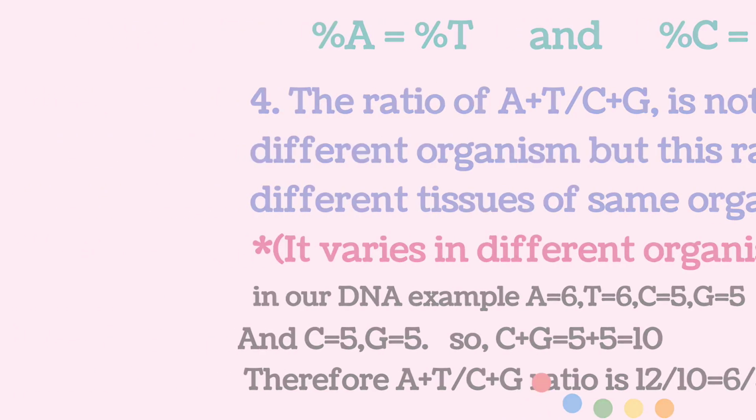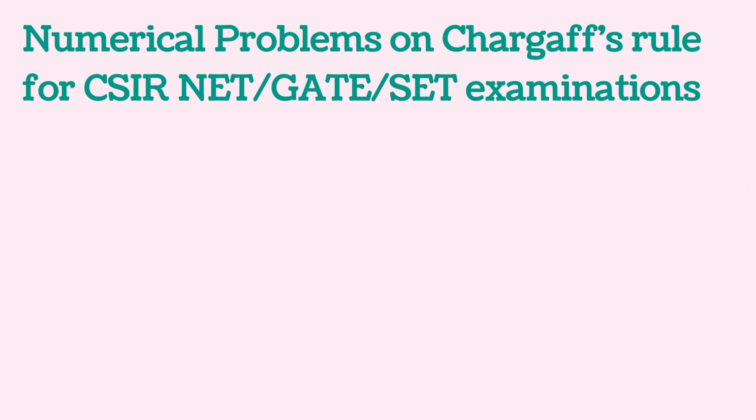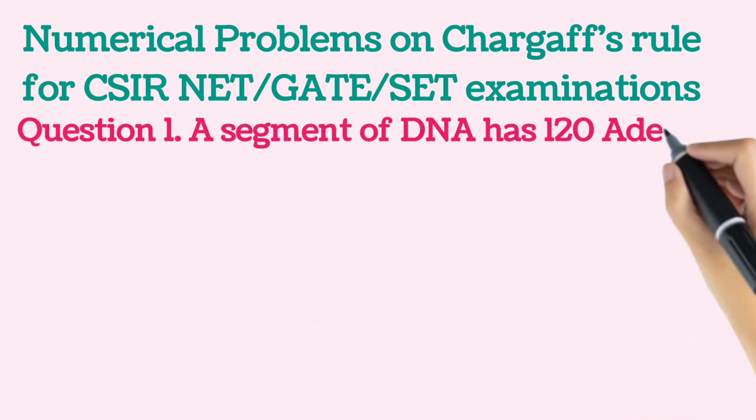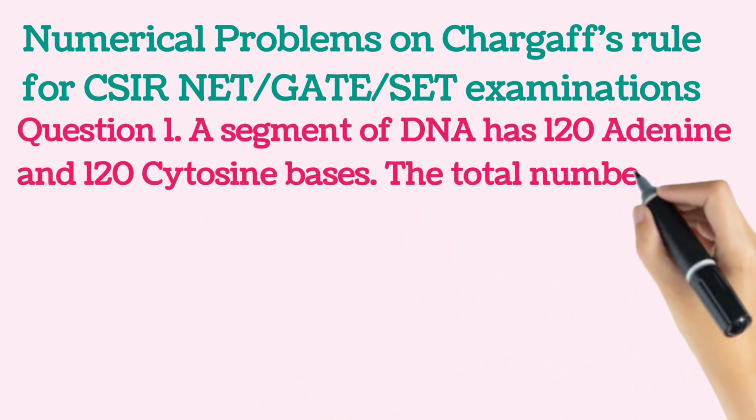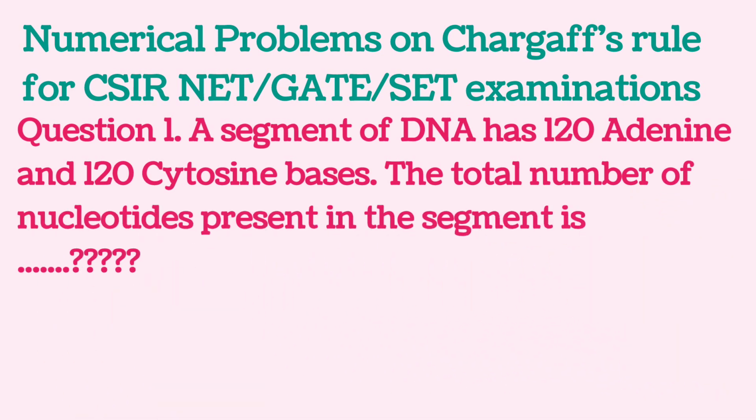Now look at a numerical problem on Chargaff's rule. It is very important. The question is: a segment of DNA has 120 adenine and 120 cytosine bases. The total number of nucleotides present in the segment is? You have been asked to count the total number of nucleotides, not the nitrogenous bases. Remember the difference. Now what will be the answer?